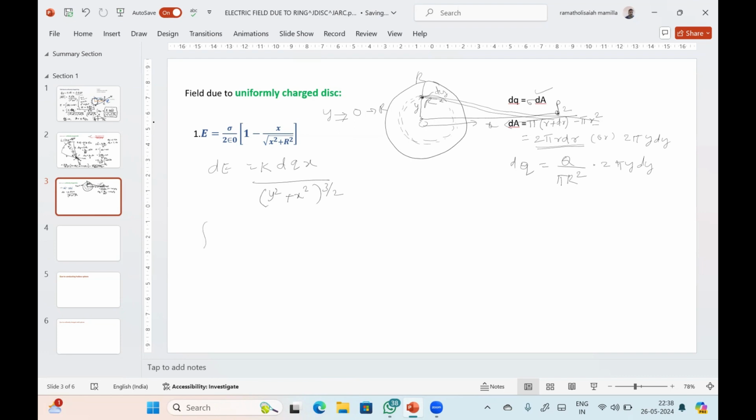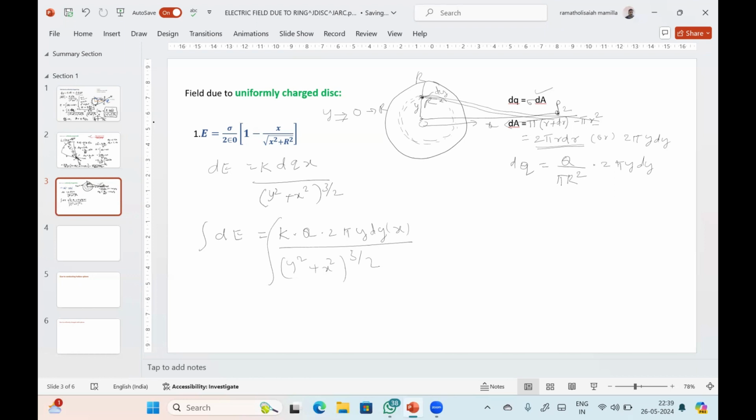So in the integral of dE, cos theta is not needed, because y is integrating from 0 to r, so no need of theta. The integral of dE is equal to k into q by pi r square, into 2 pi y dy into x, by (y square plus x square) whole power 3 by 2. Now I am going to integrate y dy.